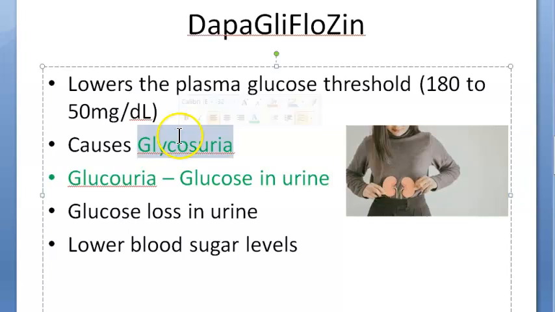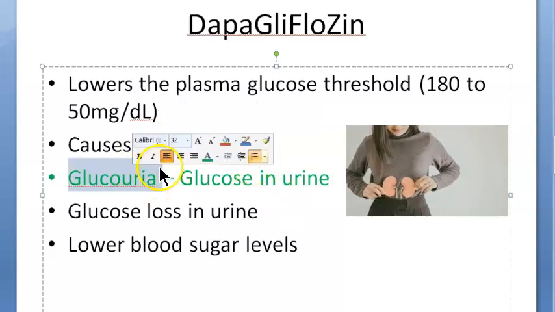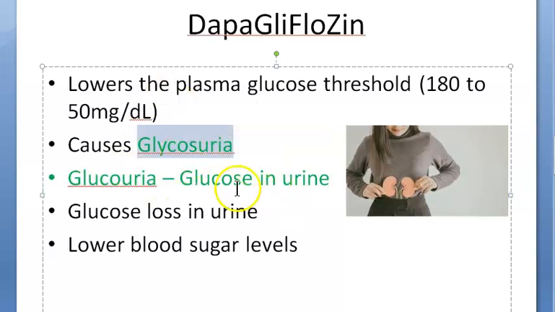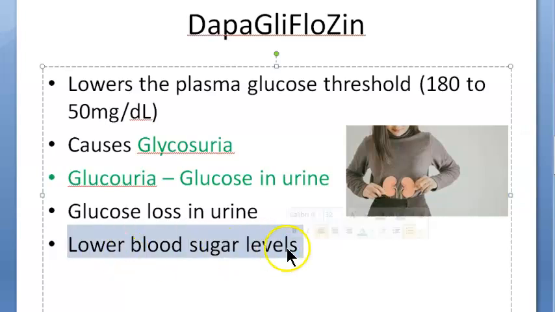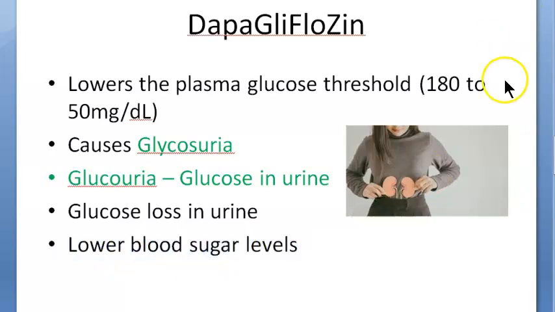So what will it cause? It will cause glycosuria or glucosuria. Glycosuria refers to many sugars like glucose. Glucosuria refers specifically to glucose, okay? So glucose loss in urine, and what will happen? Lower blood sugar levels, which is good for you. That's what you want, right?